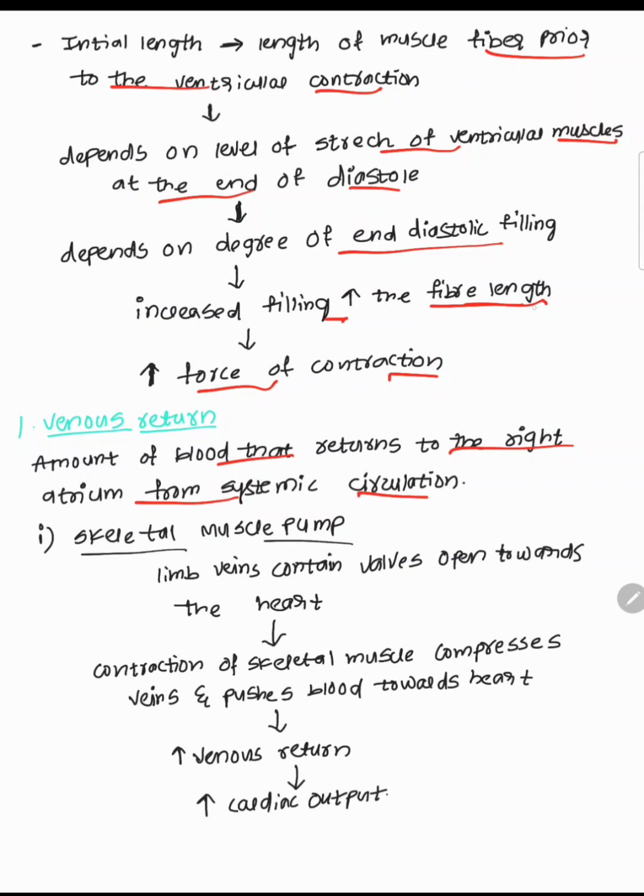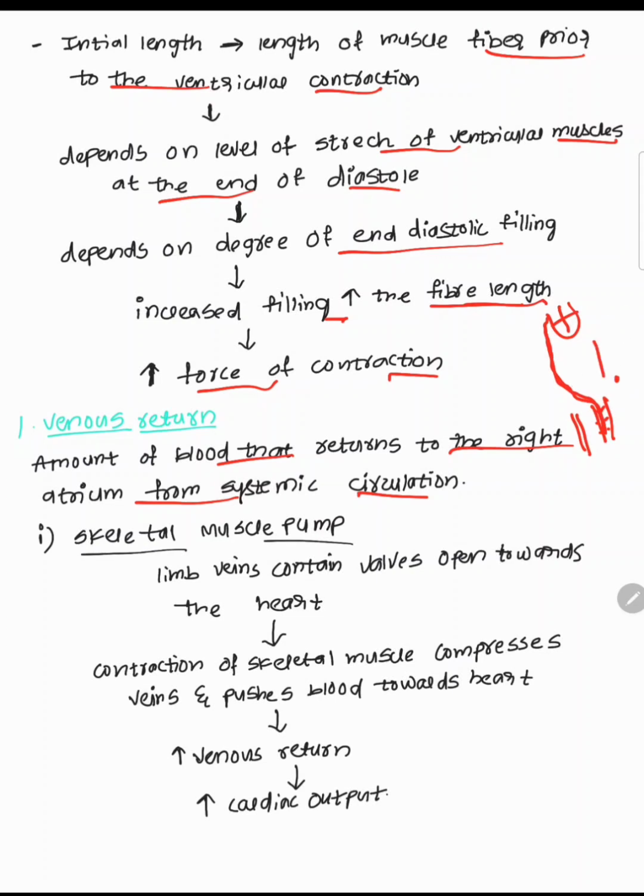Skeletal muscle pump. See, if this is the heart, these are the lower limbs, right? The lower limbs have veins. These veins send the blood to the heart. These veins have valves. These valves open only in one direction, that is only towards the heart, not downward. Only blood will move towards the heart.